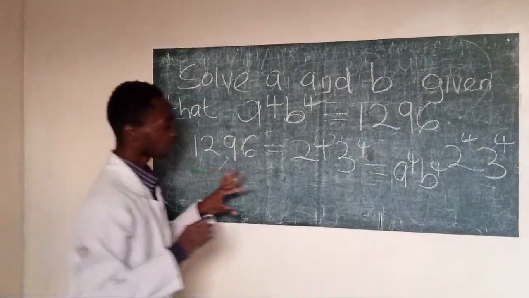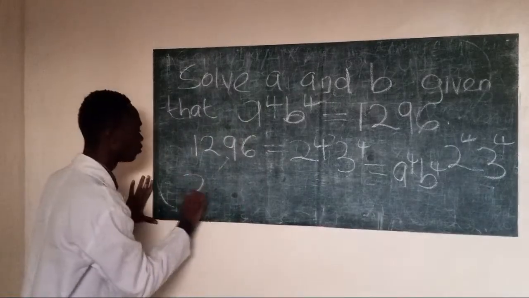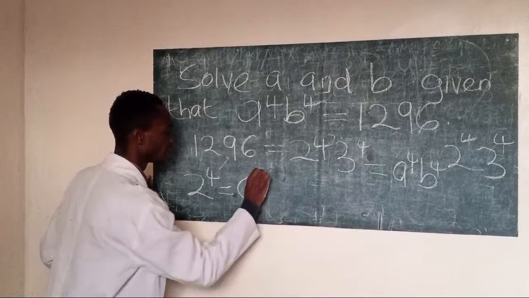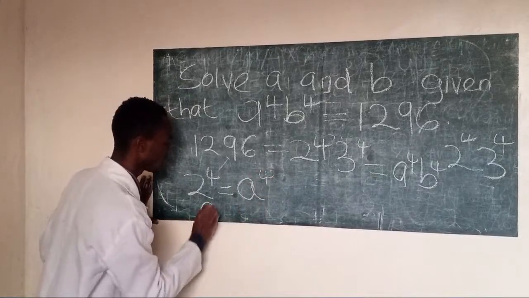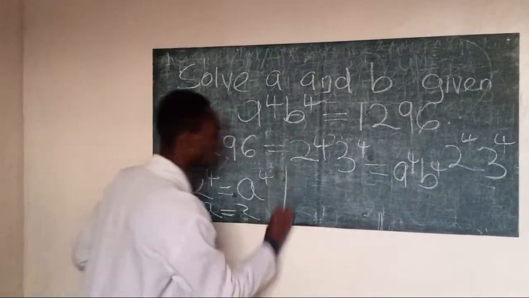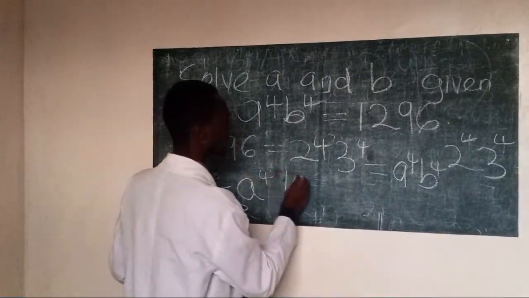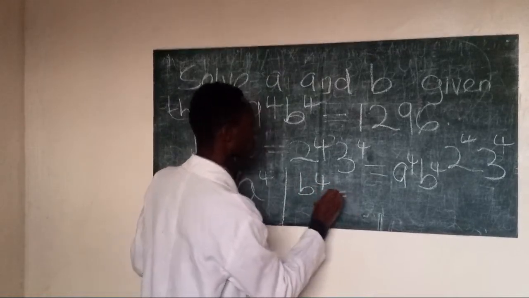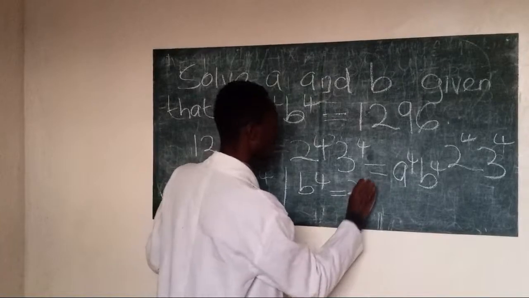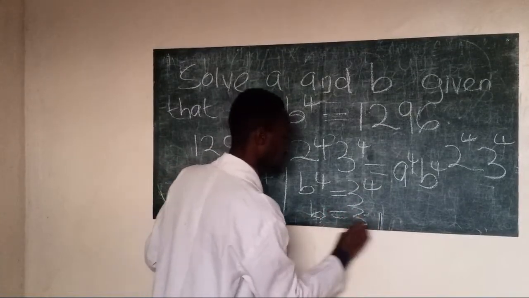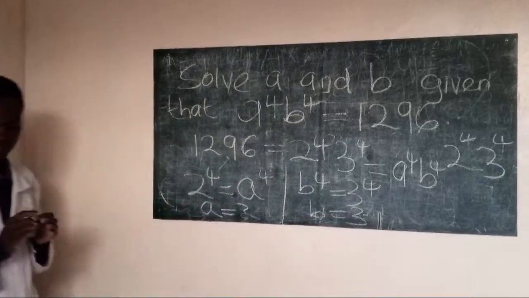Yes. I can get the value of A by saying 2 raised to power 4 is equal to A raised to power 4, so A is equal to 2. And I can say that B raised to power 4 is equal to 3 raised to power 4, to get B is equal to 3. Everybody do that calculation.